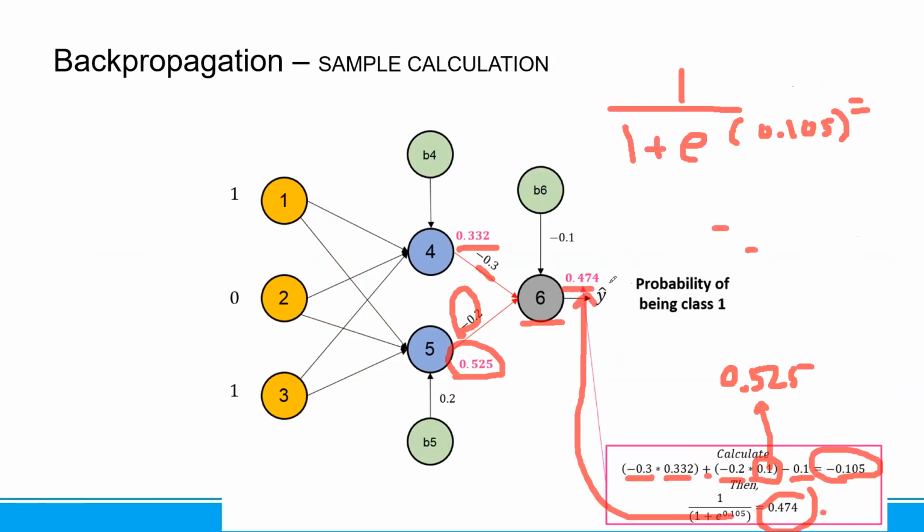Let's say this is the probability of being class 1. If the probability is higher than 0.5, then there is a high chance it is closer to class 1. Because this is still lower than 0.5, I can say that the probability of being class 1 is very low. Then we can assign this to class 0.